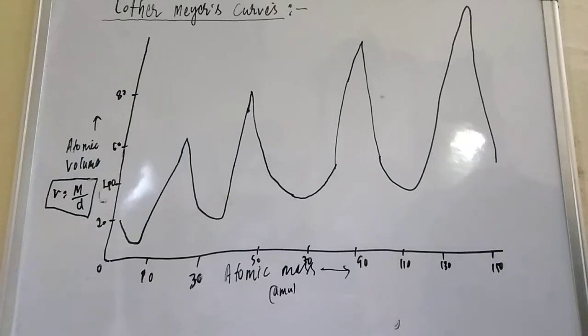Now the next periodic table is the Lothar-Meyer curve. This Lothar-Meyer curve is also quite feasible. So what is it based on? It is based on the atomic mass and atomic volume. Atomic mass and atomic volume.